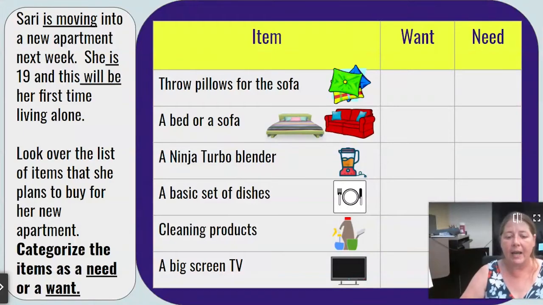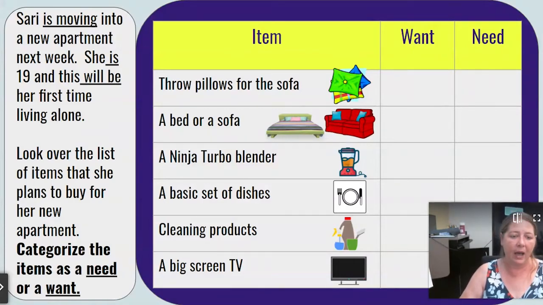Look over the list of items that she plans to buy for her new apartment and categorize them as a want or a need. We are adults. We are going to give Sari some advice. So throw pillows for the sofa, a want or a need? A bed or a sofa, do you require it or do you desire it? Turbo Ninja blender, want or need? A basic set of dishes, cleaning products, a big screen TV. What do you think? Are these things that she wants or things that she needs?